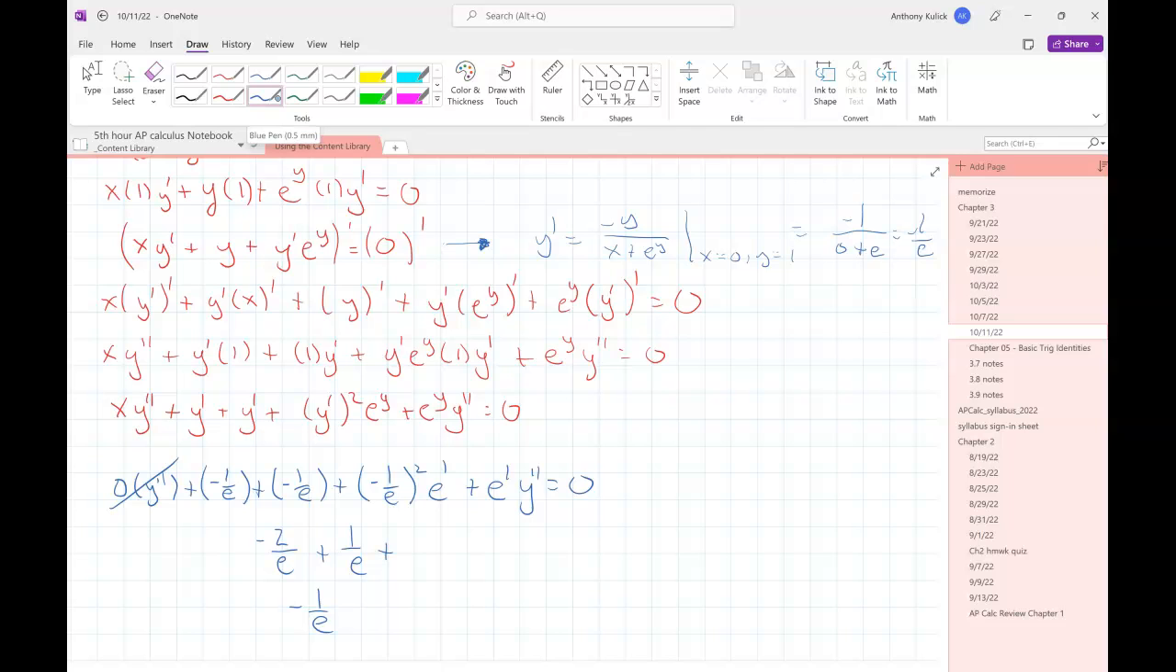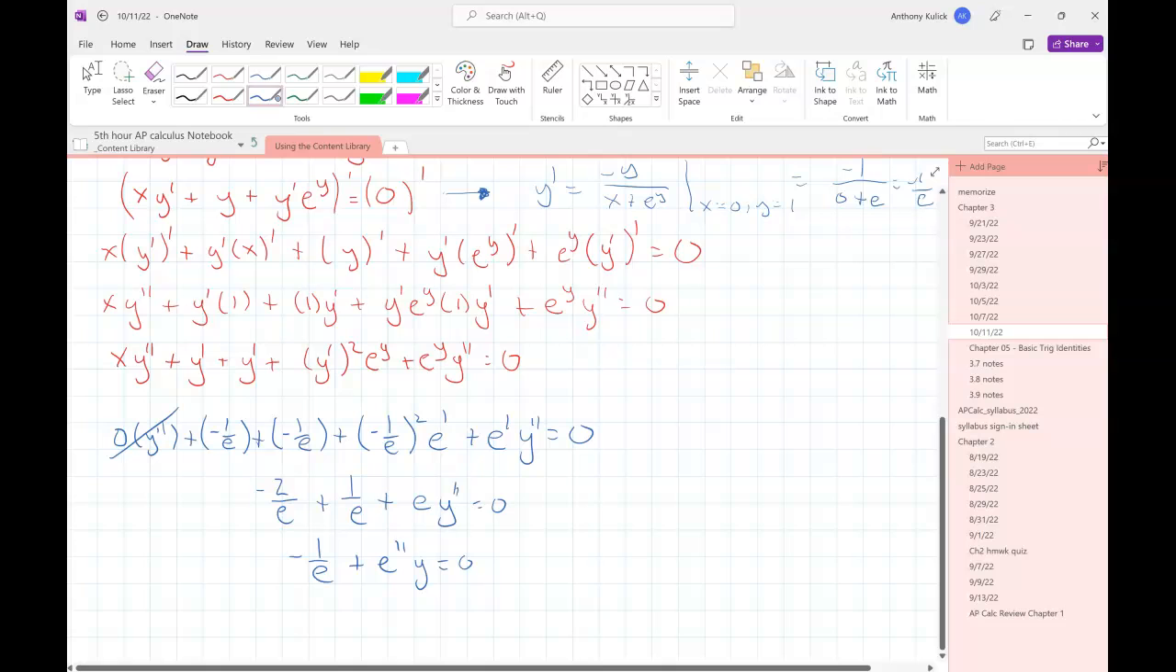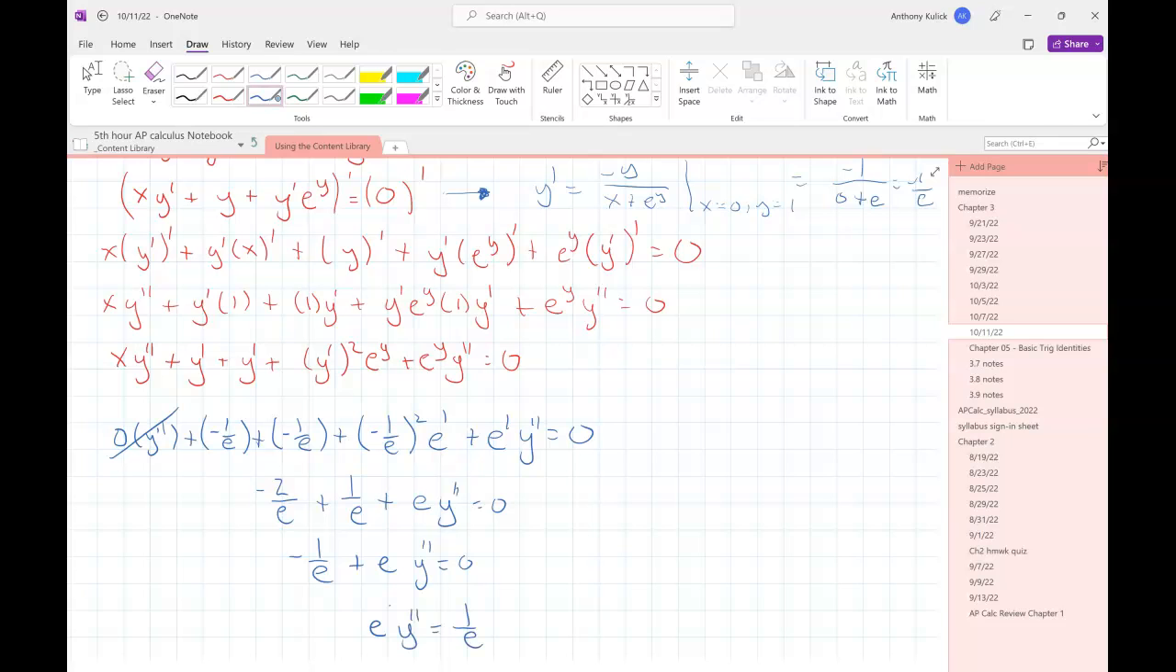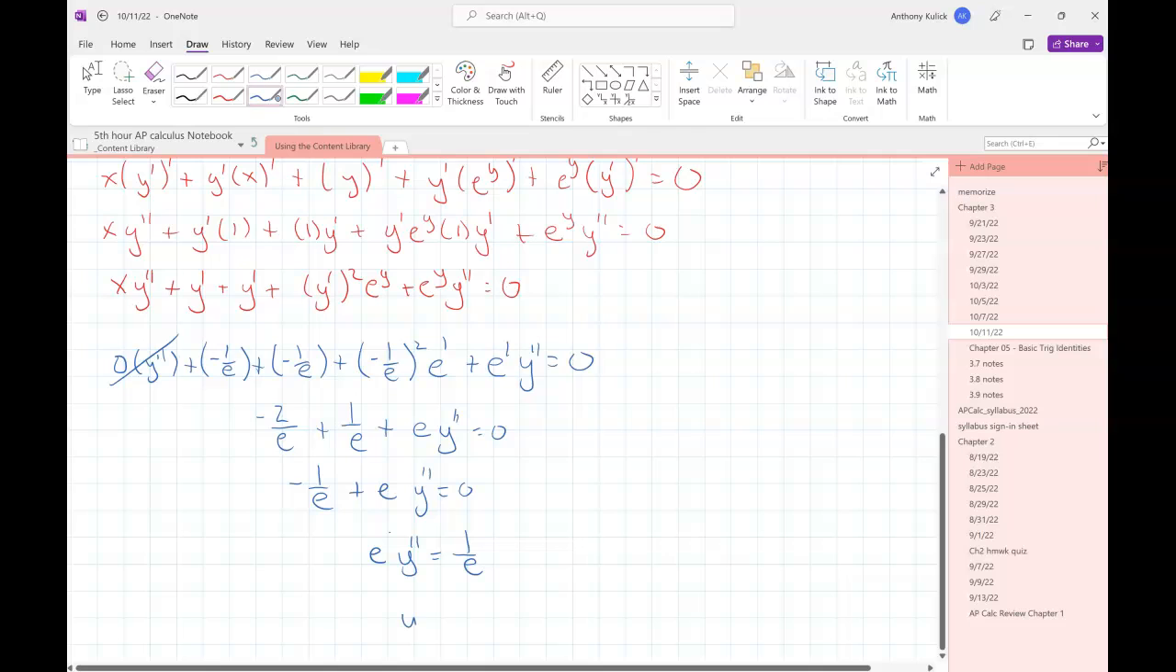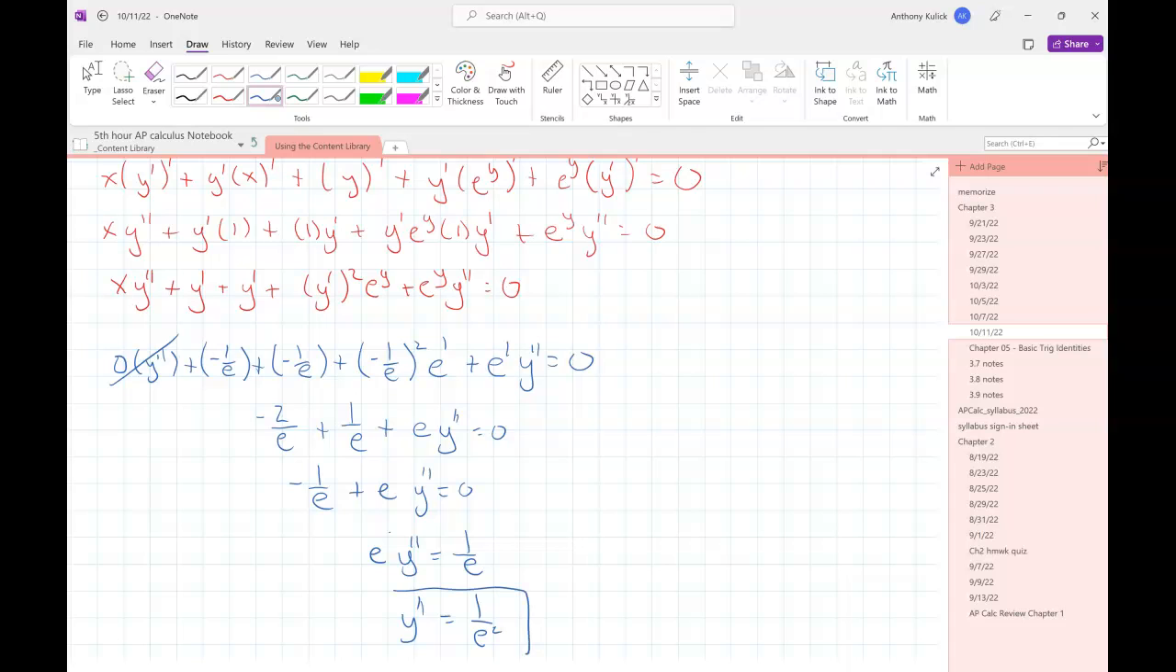And then I have e y double prime. So if I add the 1 over e over, oops, those primes are in the wrong spot. And then I divide both sides by e. I get y double prime is 1 over e squared. And I think that's our final answer.